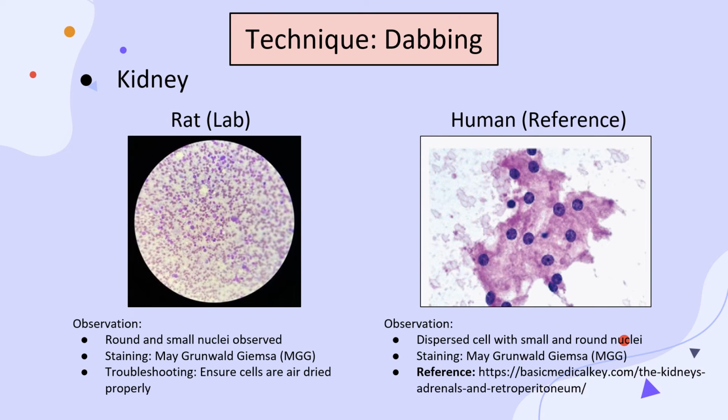Dabbing technique is used to collect the cytology cell sampling from the rat kidney. MGG staining was used and small round nuclei were observed. Troubleshooting is done to ensure that the slides are air-dried properly to avoid artifacts. As for the human reference, dispersed cells with small and round nuclei are observed and a normal nucleus to cytoplasm ratio is seen.